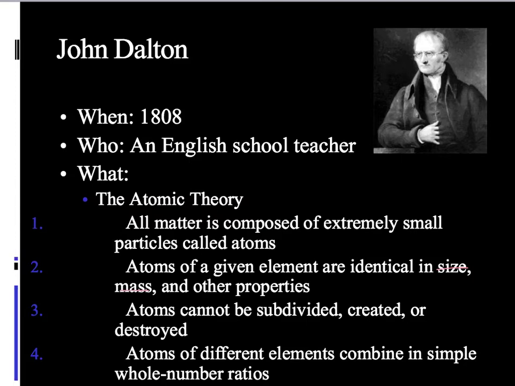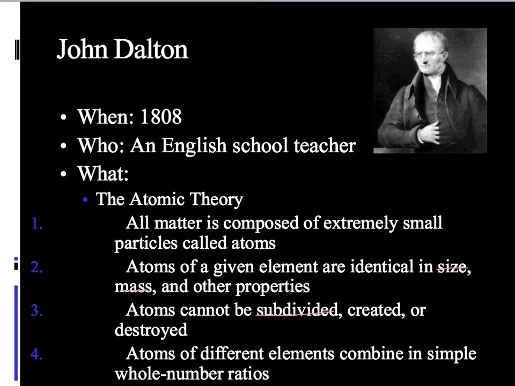Atoms cannot be subdivided, created, or destroyed. So we know a couple different things about that now. They can be subdivided, so there is things that are smaller than the atom. Those are protons, neutrons, electrons, and now quarks and Higgs bosons, and all of those. Created and destroyed, well, you can't really destroy an atom, but you can convert it to other things. We know from the atomic bomb and nuclear power that you can take the mass of an atom and convert it into energy. So while atoms can't be created or destroyed, they can be converted into other things.